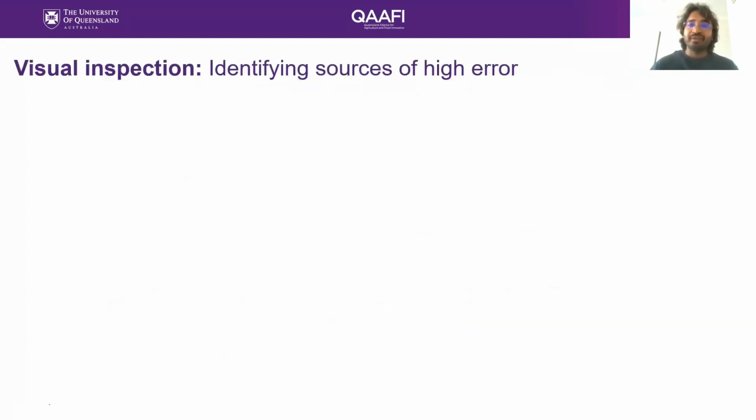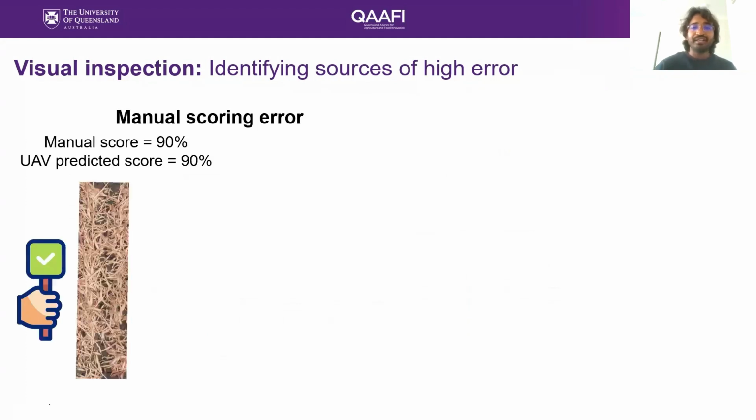We had photos of every individual plot, so we compared the plot images with the recorded manual scores. Then we found two main issues from this visual inspection. The first issue related to the plots that were clearly scored incorrectly in the field. For example, in one plot, the image clearly showed severe lodging, and both the manual scores and UAV predicted scores were 90 percent, which was correct.